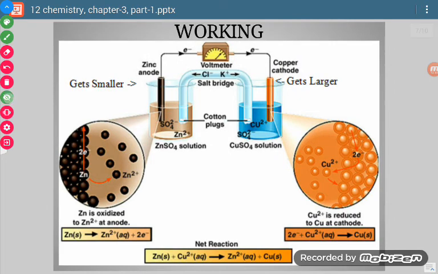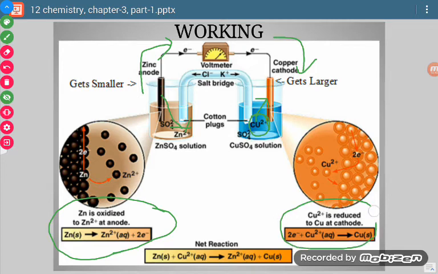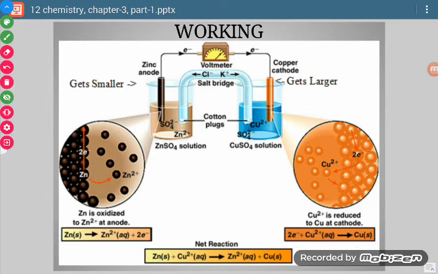Now how it functions. Now see, this is a zinc rod. Zinc rod gives Zn2+ ions, and electrons released start moving from the left side to the right side. When they reach here, in the solution there is presence of Cu2+ ions. They gain electrons and start depositing on the copper rod. So this is the process of oxidation and this is the process of reduction. When we combine the two, we get the net reaction: Zn + Cu2+ gives Zn2+ + Cu.